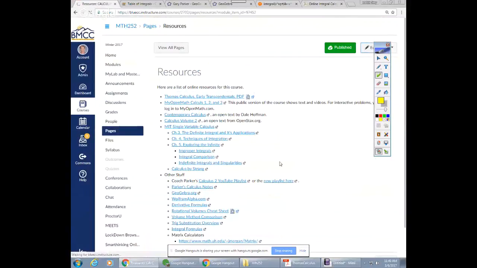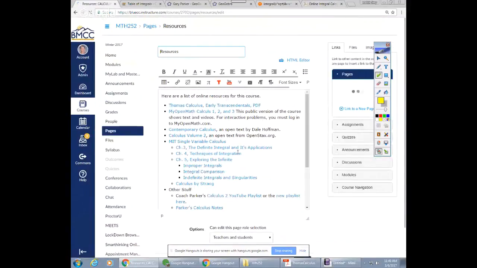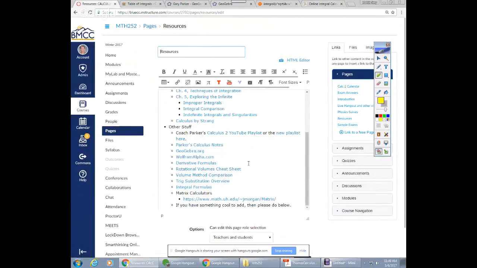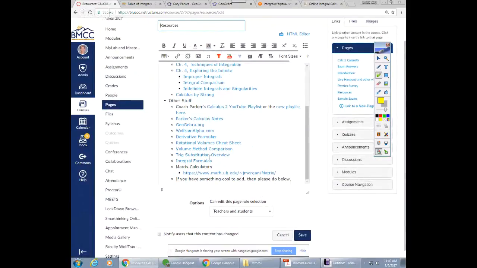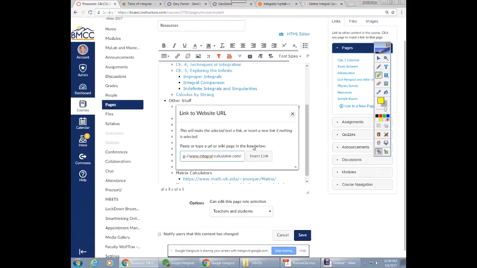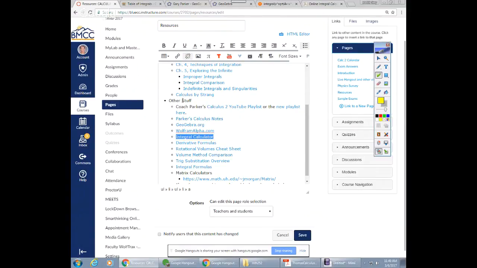Okay, edit. So that's totally legal on a take-home test, but not an in-class test. All right, where do we put that? Probably under Wolfram Alpha. Integral calculator. All right, it is linked on other stuff in the resources section.